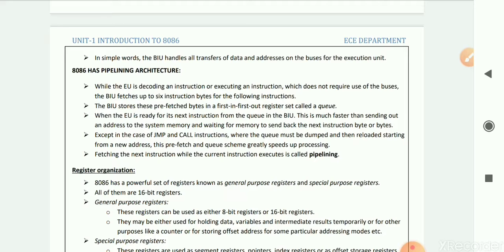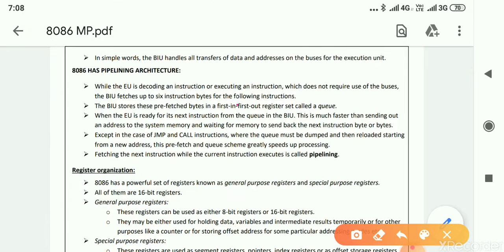fetch the instructions fast. Means you need not waste time to fetch the instructions from memory and bring them to the registers and then perform the arithmetic and logical operation. At a time you just put 6 instructions in a queue, and they are readily available for processing. So you can study the pipelining architecture from this topic.